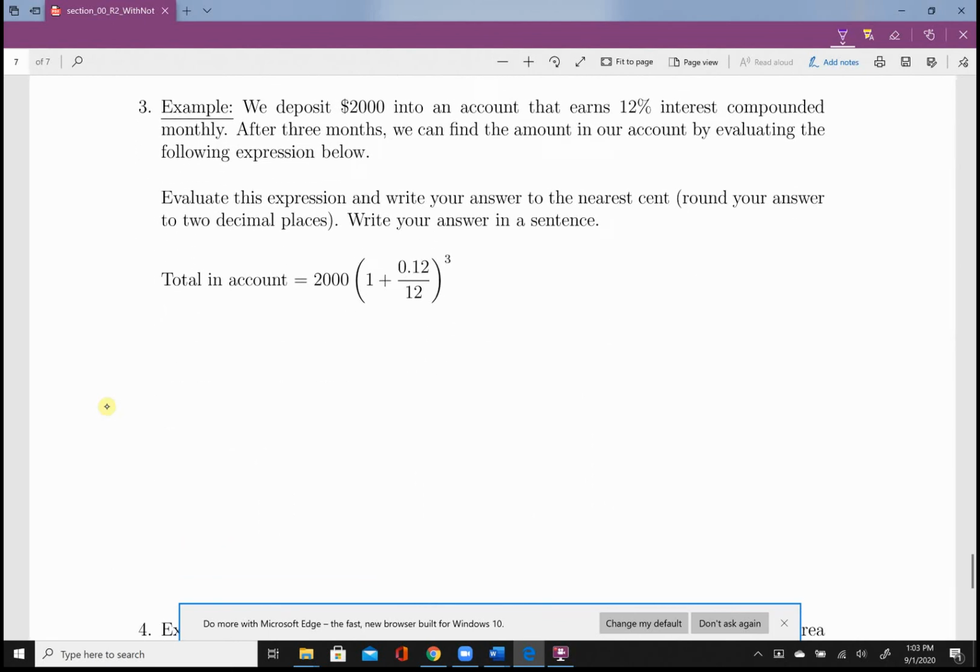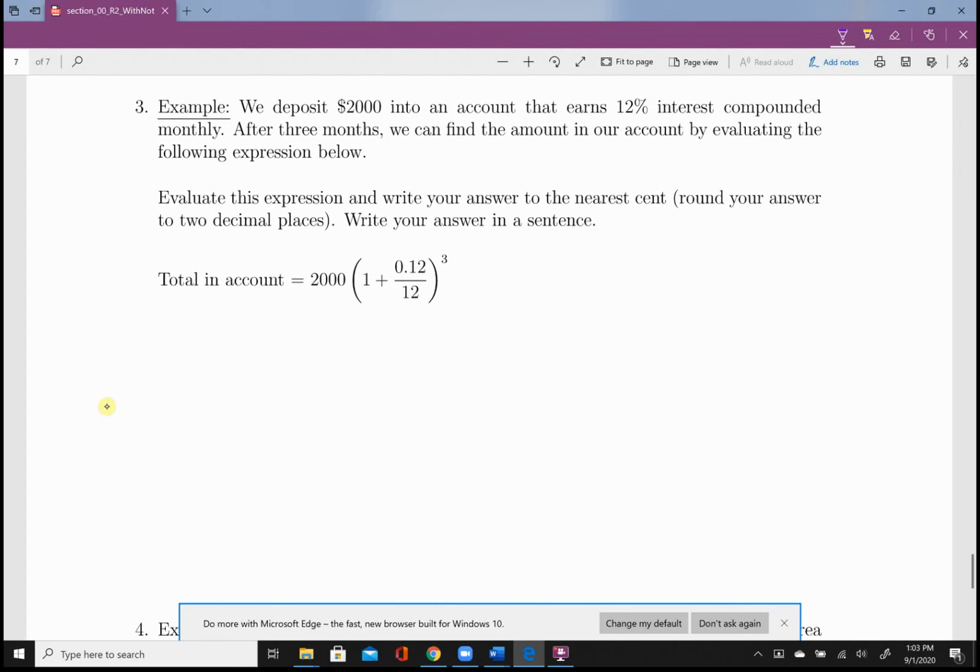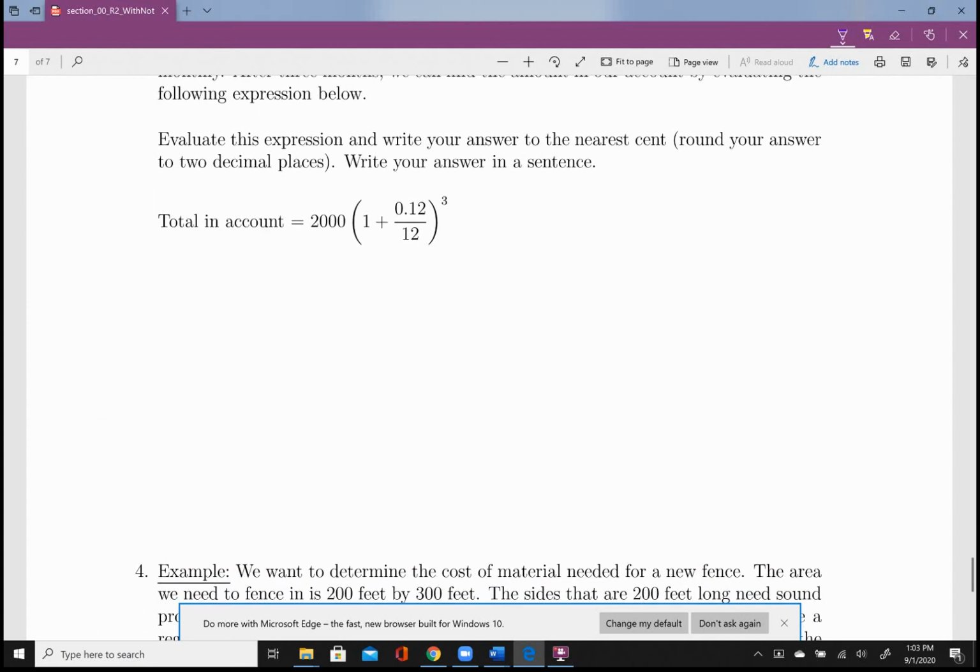We have some more complicated expressions to evaluate. So this will require more complex use of your calculator. So I'll be sure to demonstrate this in class if you want. Otherwise, I just want you to be able to check your answers with me. I would start with the 0.12 divided by 12, and you'll get 0.01. You want to add that to 1, and then raise that to the third power.